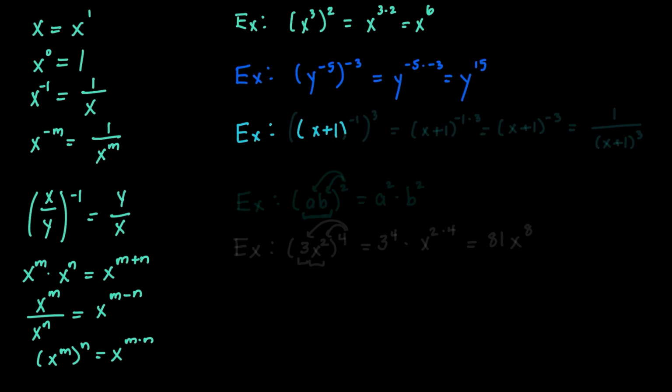x plus 1 raised to the negative 1 raised to the 3rd power. So power to a power, so that's x plus 1 to the negative 1 times 3, which is x plus 1 to the negative 3. Again, negative exponents mean we need the reciprocal, so it's 1 over x plus 1 to the 3rd power.